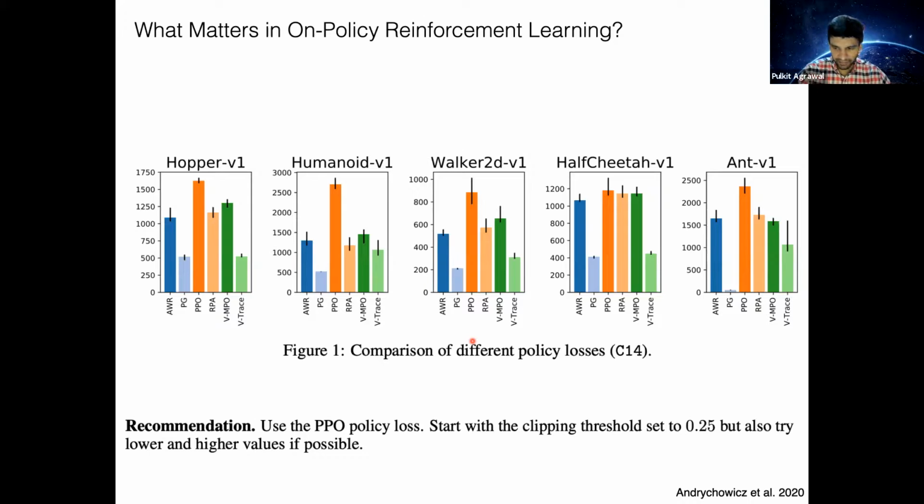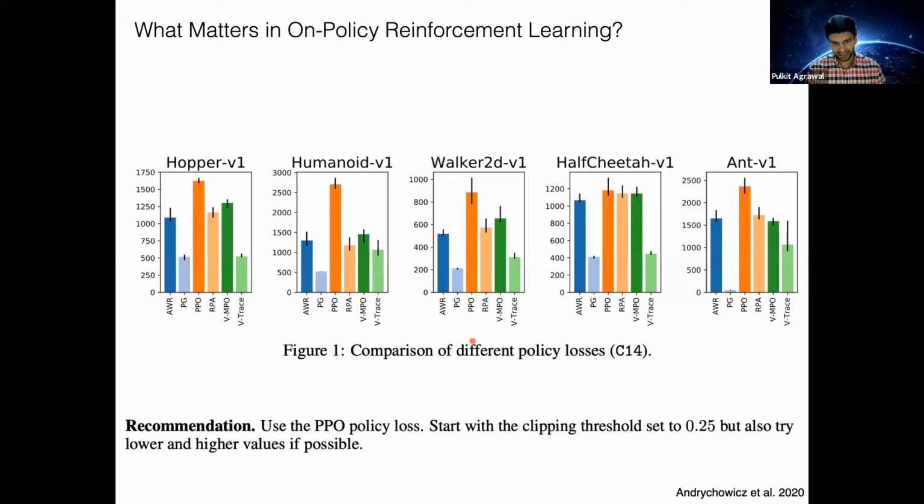It's an excellent paper by Andy Chovitz. It came out last year, and they did large-scale experiments analyzing what is the best on-policy RL algorithm and what are different design choices which are critical.